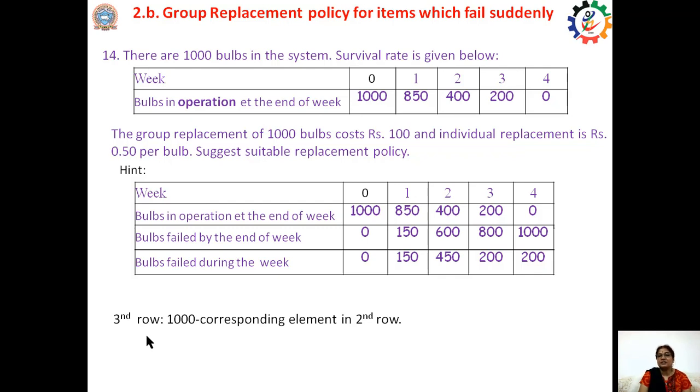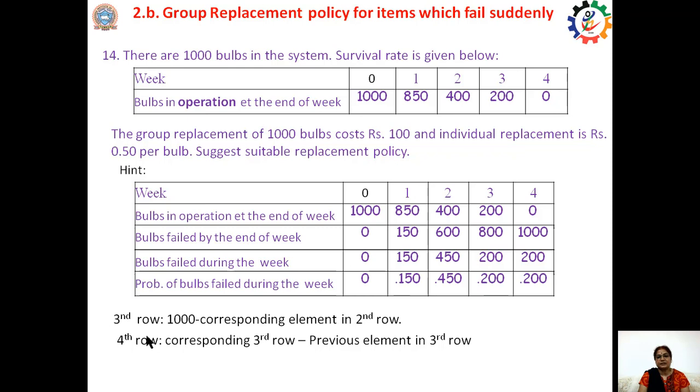By the end of the third week, 800 got failed. But during the third week, how many got failed? This is nothing but the number of bulbs failed during that week. So you just go for that calculation: corresponding third row minus previous element. 600 minus 150, 450. 800 minus 600, 200. 1000 minus 800, 200, like that.